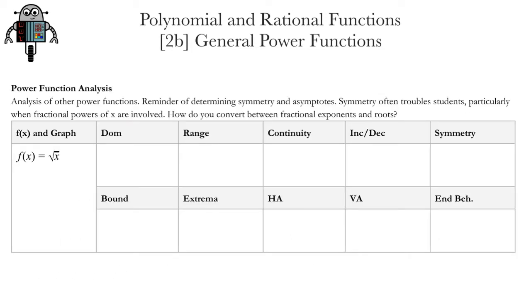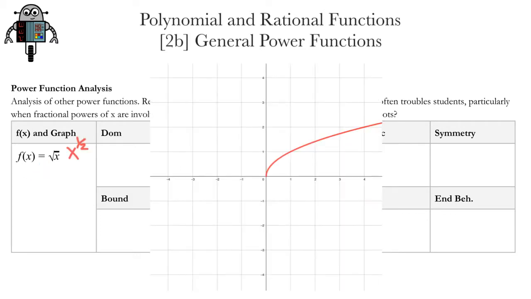Let's start this lesson with a power function analysis. In lesson 2a, we analyzed the cube root of x and 1 over x squared. Now we'll analyze the square root of x, or x to the 1/2. Here's a simple graph of the square root of x, and I want you to notice that it's the top half of a horizontal parabola.